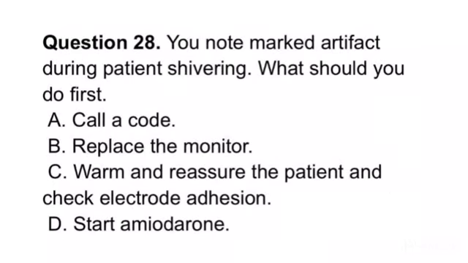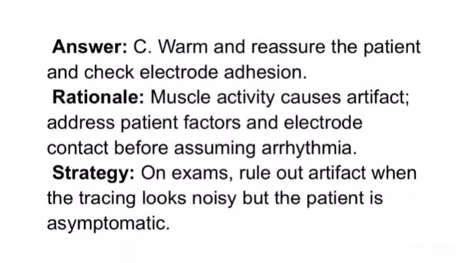Question 28. You note marked artifact during patient shivering. What should you do first? A. Call a code. B. Replace the monitor. C. Warm and reassure the patient and check electrode adhesion. D. Start amiodarone. Answer: C. Warm and reassure the patient and check electrode adhesion. Rationale: muscle activity causes artifact, address patient factors and electrode contact before assuming arrhythmia. Strategy: on exams, rule out artifact when the tracing looks noisy but the patient is asymptomatic.